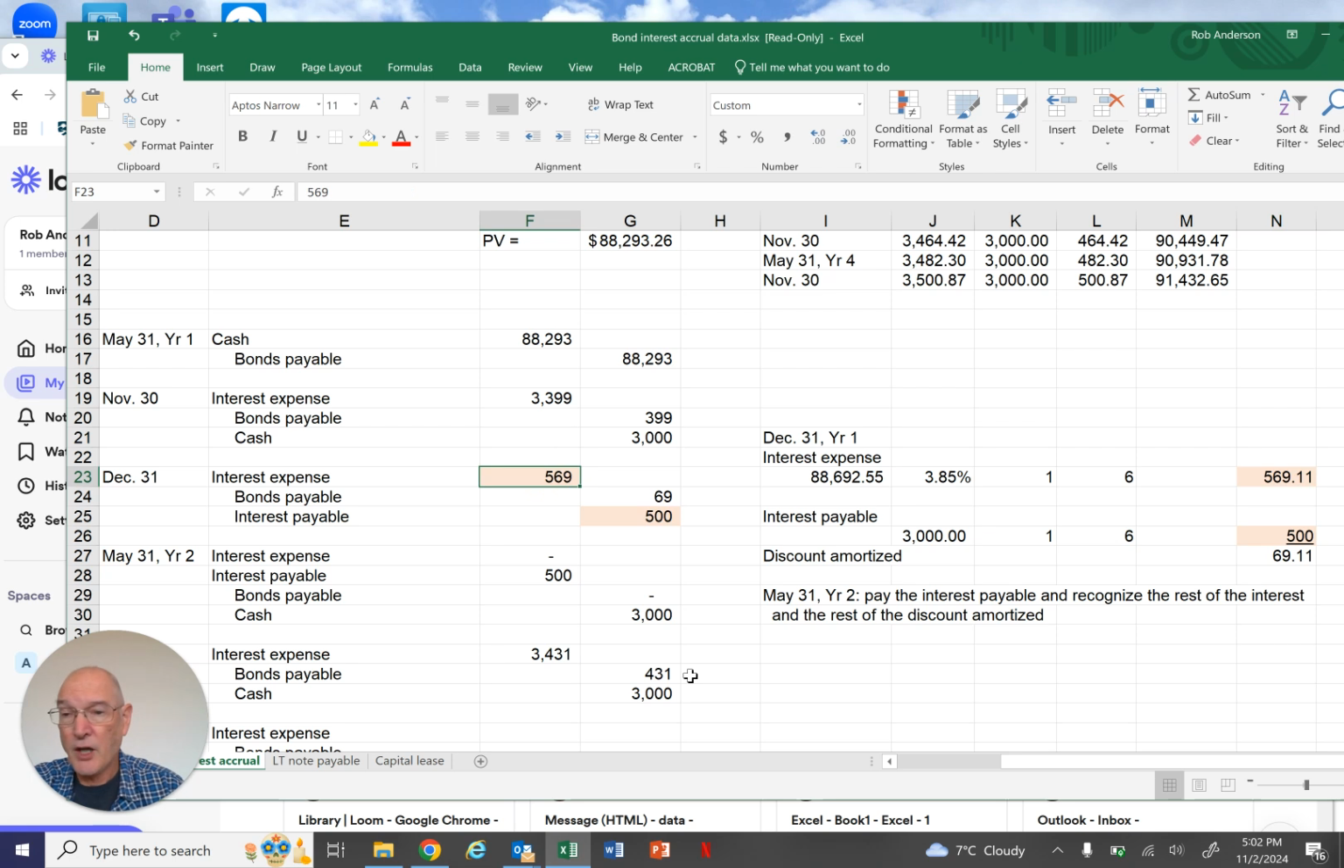So here's the interesting thing. Your interest payable is not the same amount. Your interest payable is based on the amount of money you pay as a payment, and you pay $3,000 every 6 months. So $3,000 times 1/6 is actually $500. So your interest payable isn't $569, it's $500. And the difference between those two numbers is the amount of bond discount that we're going to amortize for that 1 month period. So that $69 credit increases our bonds payable balance by that amount.